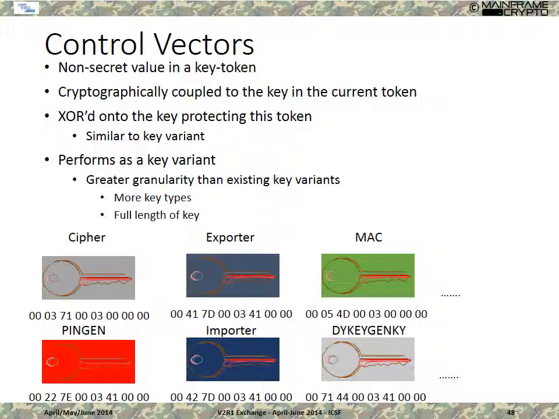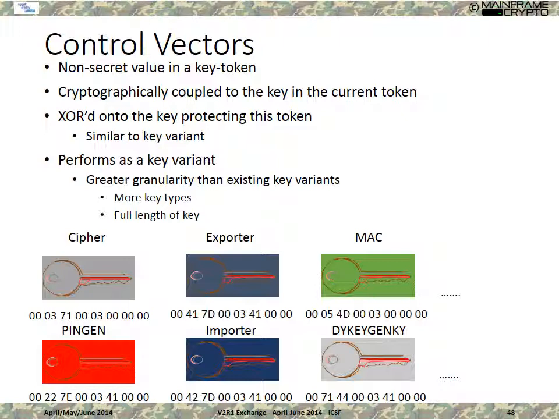And the way the process works is when we're going to encrypt our data key for storage in the key store, first we're going to XOR the control vector to the master key. So we're effectively tweaking the master key to set it for a specific function, and then we use that to encrypt the data key or the operational key that gets stored in the key store. It makes the key unique to a specific function.